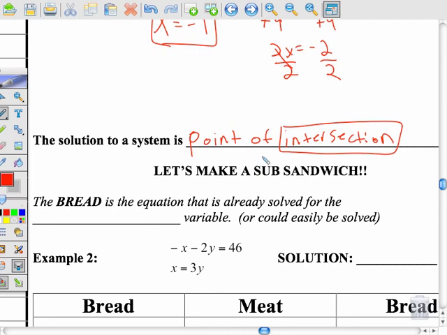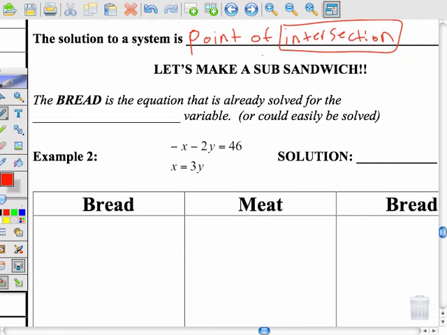Okay, kind of a cool little thing we used to teach substitution is treating it like a sandwich. You have 3 different parts: 2 pieces of bread and the meat. So what it says here is the bread is the equation that is already solved for the single variable. So basically the bread is y equals everything else, or x equals everything else. You solve for the single variable.